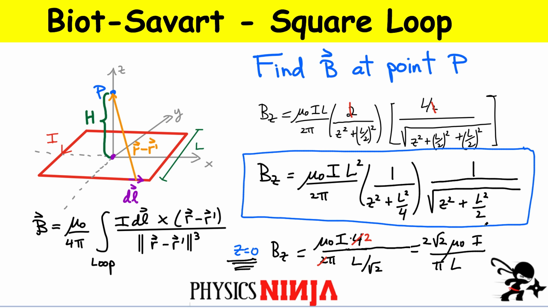If you go have a look at the previous result that we had, this is exactly the same result that I presented before. So that's good. That's a good check. And the general result for any point that's a height h above, all you could do here is just substitute z for h, and you're going to get the field over here at point h.